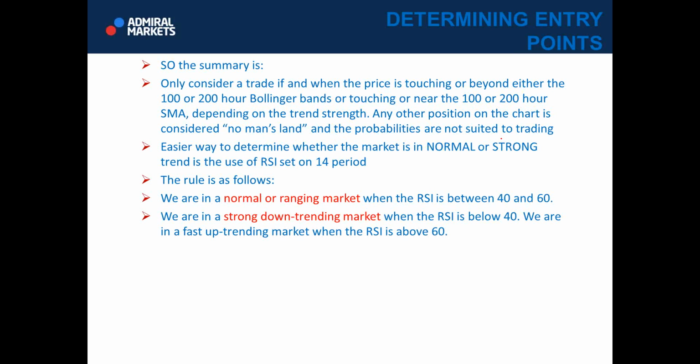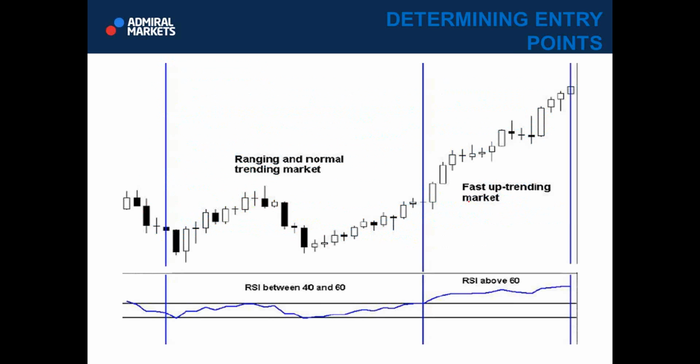We are in a normal ranging market when the RSI is between 40 and 60. We say it is a strong downtrending market when the RSI is below 40. We are in a fast uptrending market when the RSI is above 60. So this is for strong trends, this is for normal trends. So you can use RSI also to determine that, between 40 and 60.